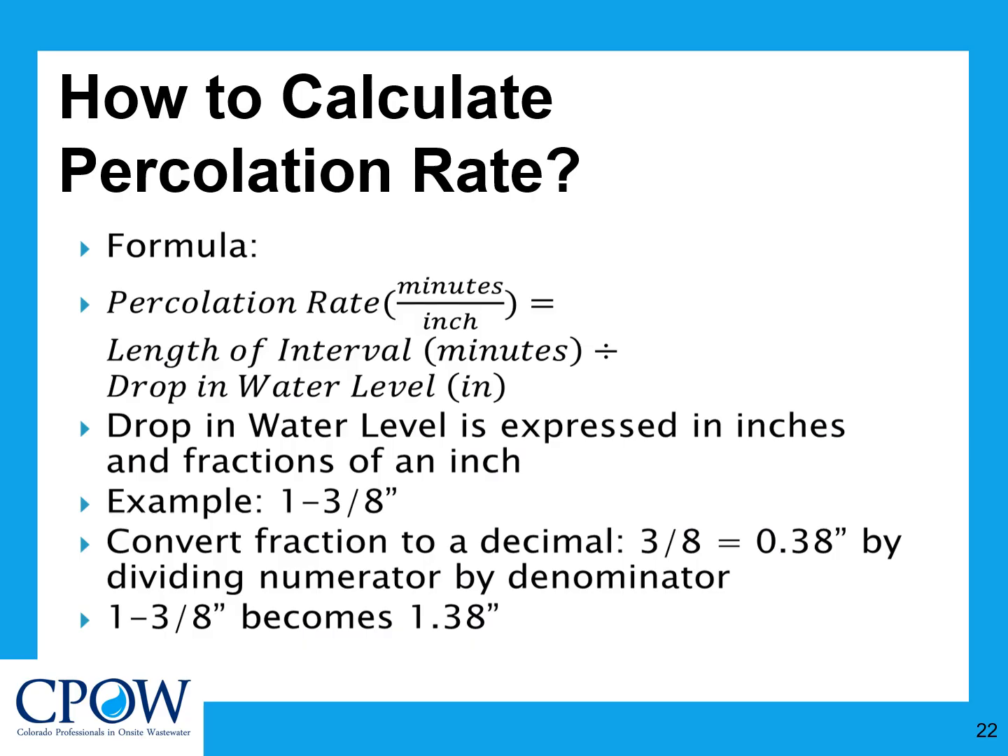Our percolation rate in minutes per inch is going to be determined by taking the length of the interval in minutes and dividing by the drop in water level in inches. Drop in water level is expressed in inches and fractions of an inch because we are typically using a tape measure. So for example, if we have a 1 3/8 inch drop in water level, we're going to convert the fraction to a decimal. So 3/8, or 3 divided by 8, equals 0.38 inches. So 1 3/8 inches becomes 1.38 inches.